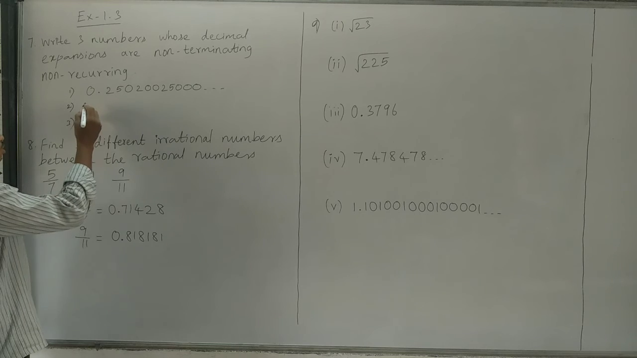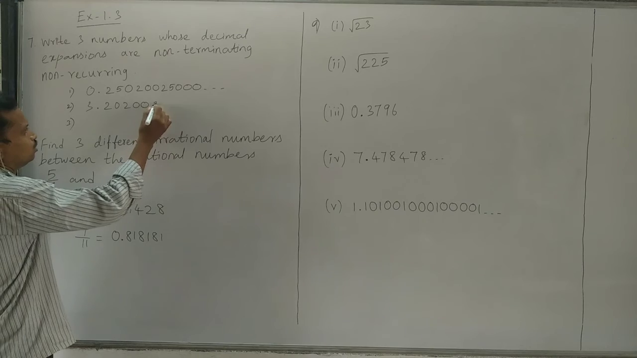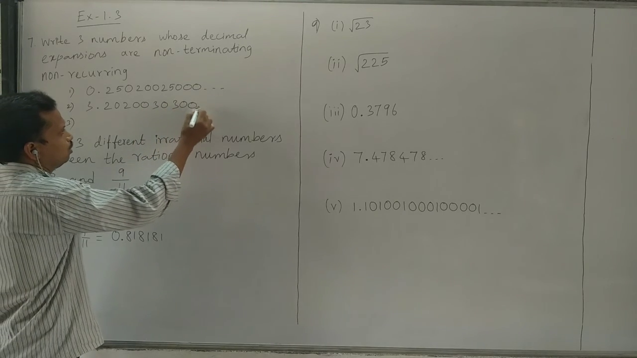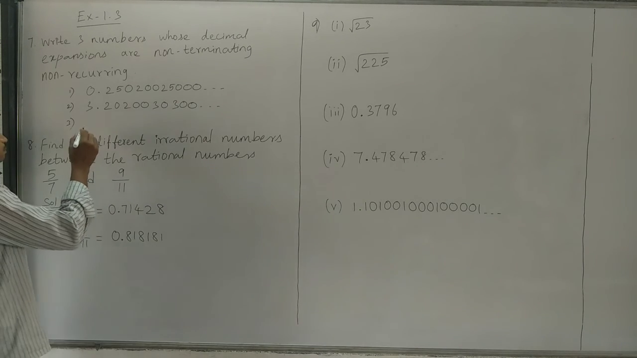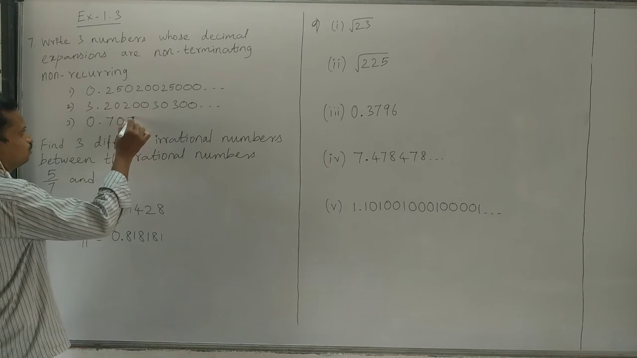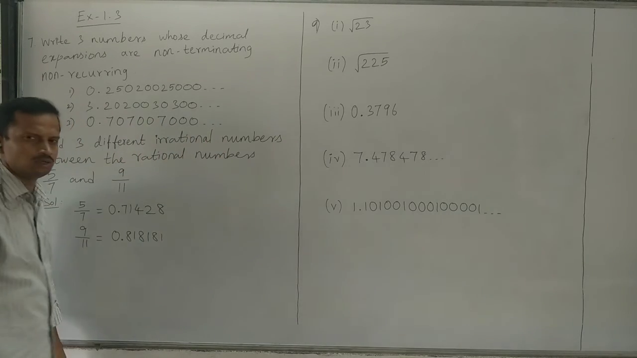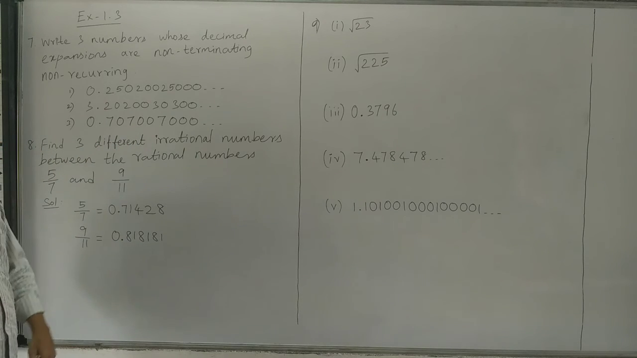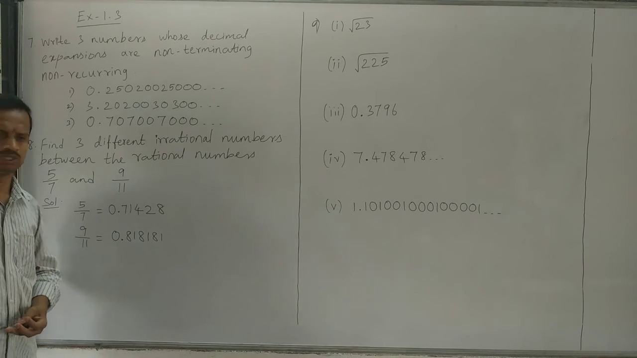And second example, any number you can use: 3.20, 200, 30, 300, etc. Like that it goes. So this is also non-terminating, non-repeating. And then 0.70, 700, 7000. So in such a way it goes. Here also non-terminating, non-repeating. So these are the examples. Like this we can give many examples.